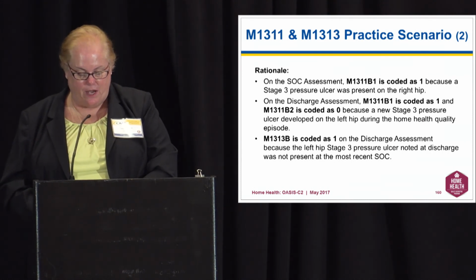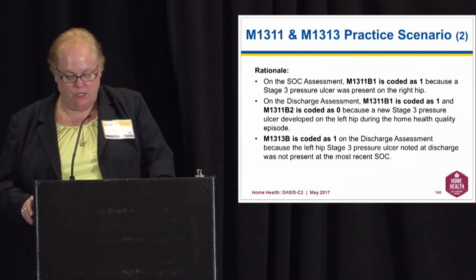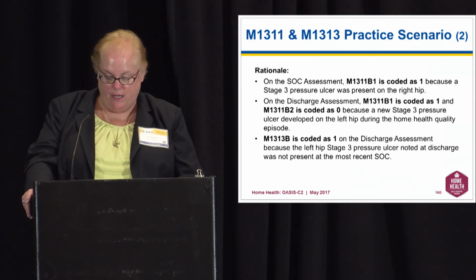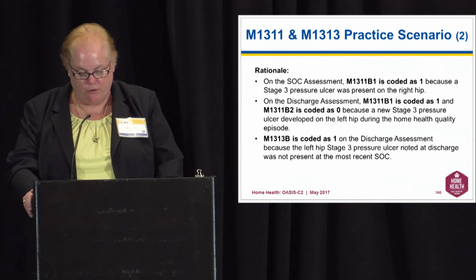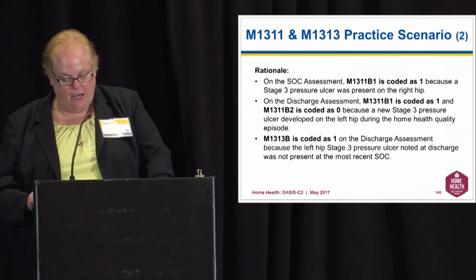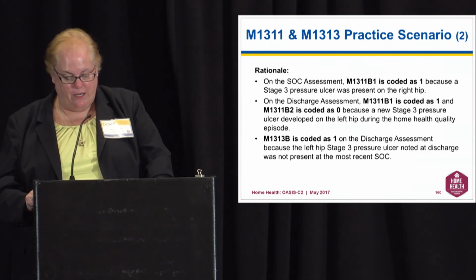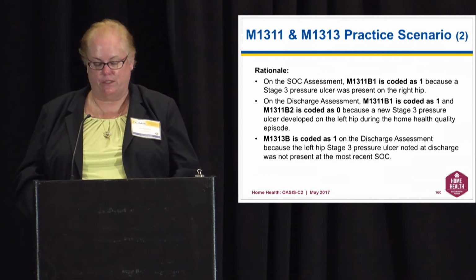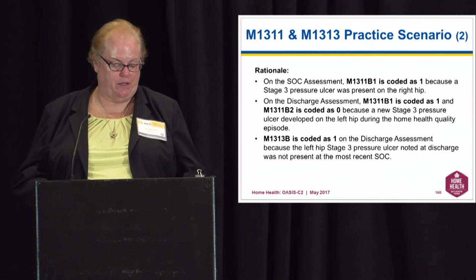the SOC assessment, M1311 B1, is coded as 1 because a stage 3 pressure ulcer was present on his right hip, right? Then on discharge, M1311 B1 is coded as 1 and M1311 B2 is coded as 0 because the new stage 3 pressure ulcer developed on the left hip during the home health quality stay. And then the M1313 B on the discharge assessment because the left hip stage 3 ulcer noted at discharge was not present, so meaning it's new on the SOC/ROC.